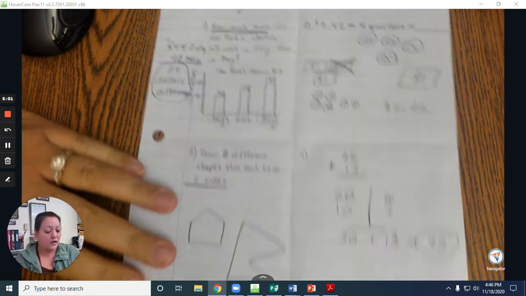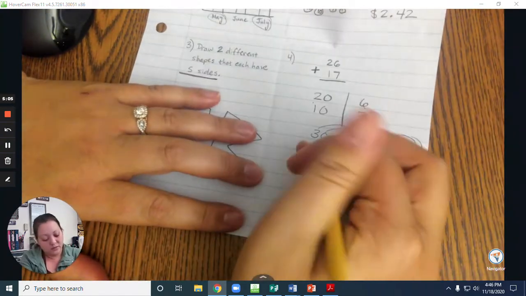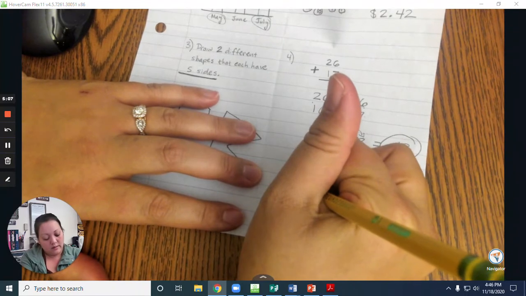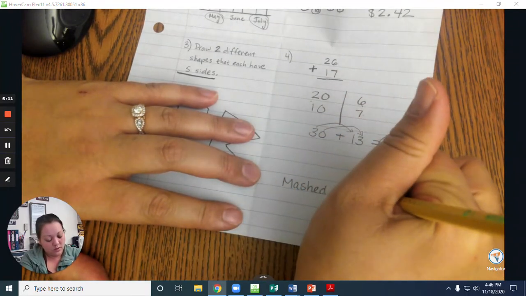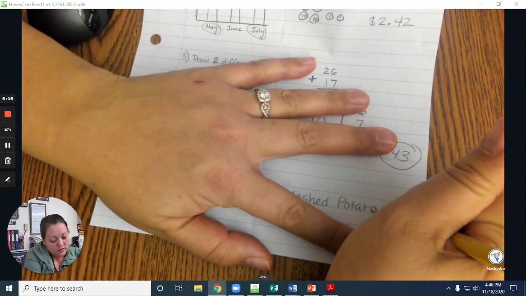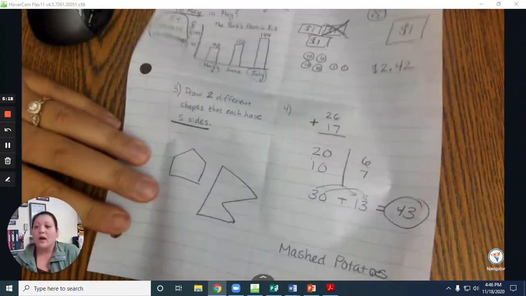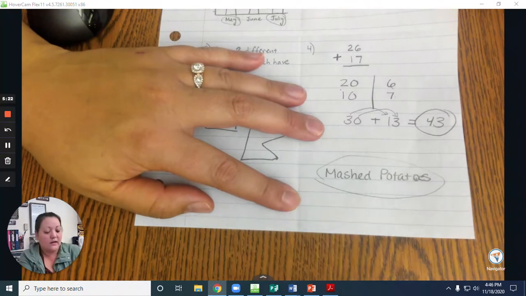And the word of the day is going to be mashed potatoes. Potatoes. Those are my favorite. Yes. Those are my favorite Thanksgiving side.